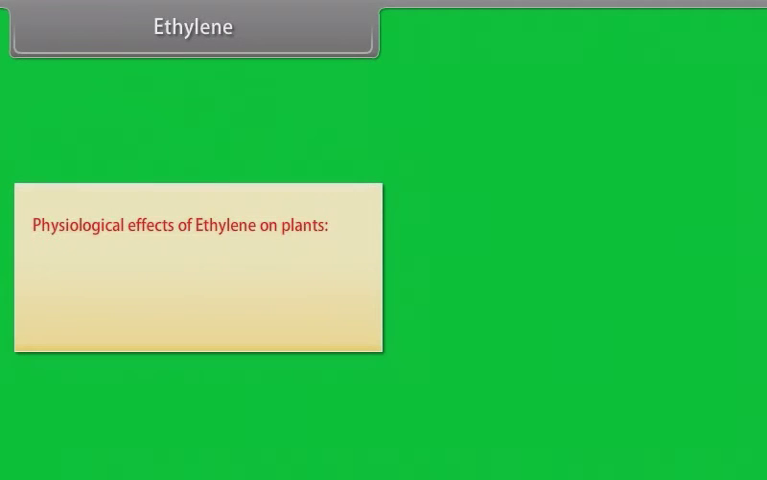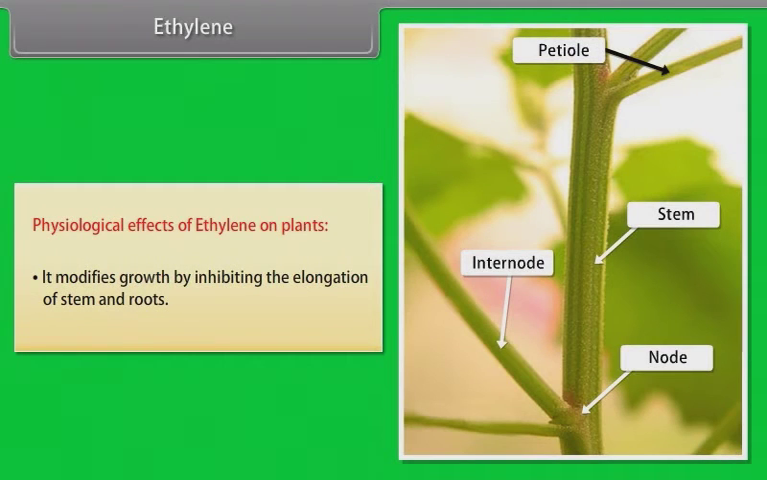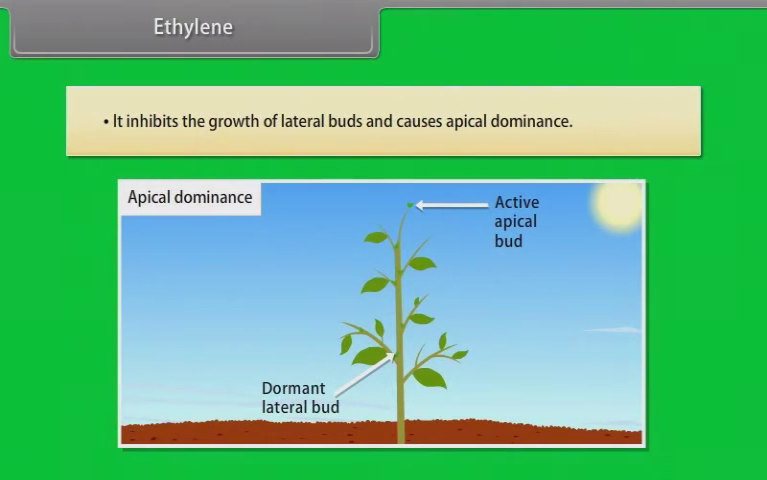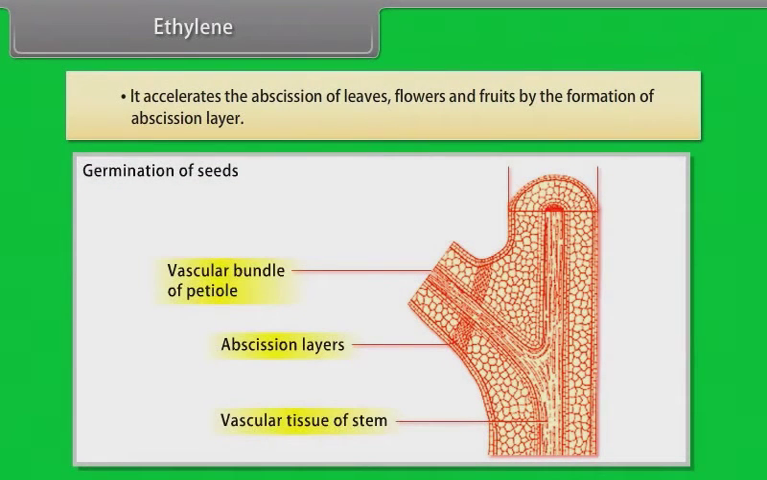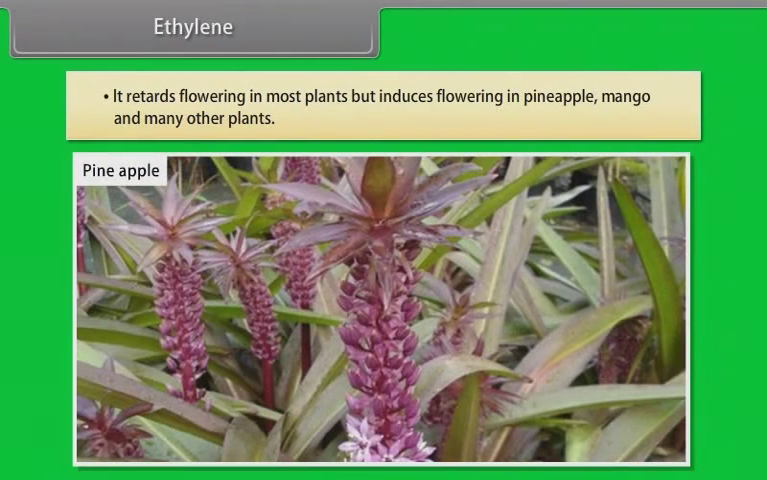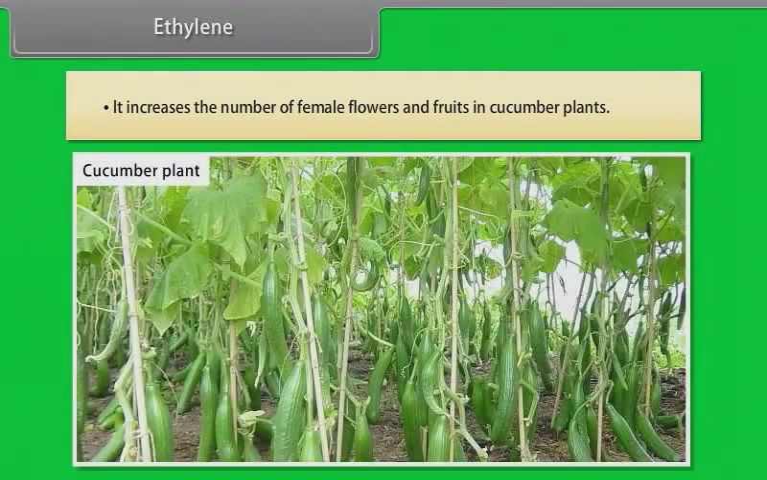Ethylene. Physiological effects of ethylene on plants. It modifies growth by inhibiting the elongation of stem and roots. It inhibits the growth of lateral buds and causes apical dominance. It accelerates the abscission of leaves, flowers, and fruits by formation of abscission layer. It retards flowering in most plants but induces flowering in pineapple, mango, and many other plants. It increases the number of female flowers and fruits in cucumber plants.